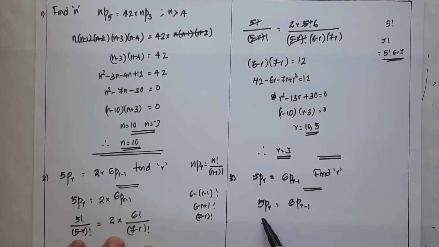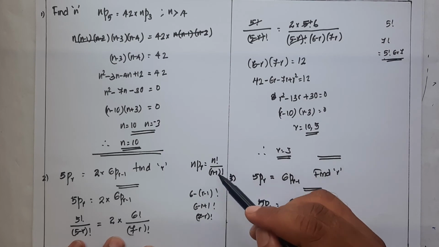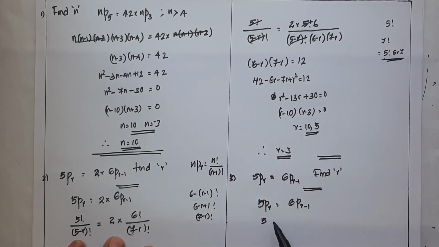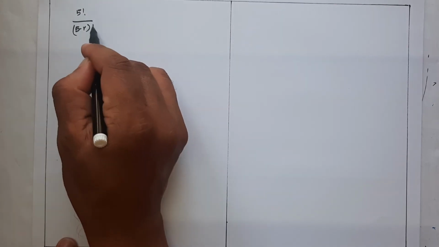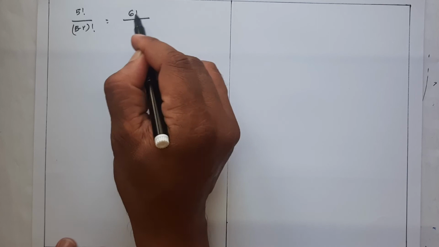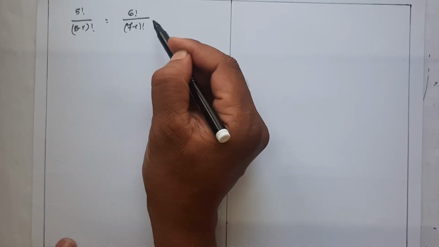Using the definition, NPR is n factorial by (n minus r) factorial. So 5PR is written as 5 factorial by (5 minus r) factorial. And 6P(r minus 1) is 6 factorial divided by 6 minus (r minus 1), that is (7 minus r) factorial. Now we write 5 factorial by (5 minus r) factorial is equal to 6 factorial by (7 minus r) factorial.